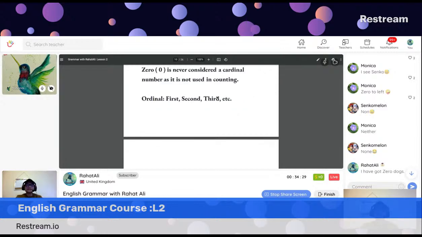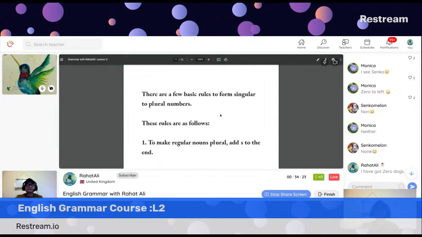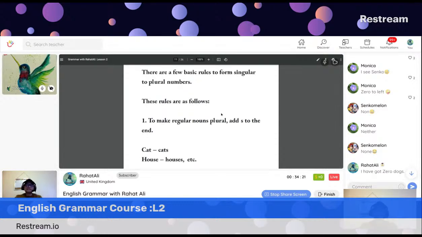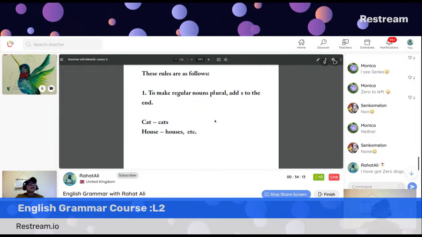Well done, everyone. Okay, let's go quickly because there are lots of rules. There are a few basic rules to form singular to plural nouns. I'm just going to highlight the main ones. To make regular nouns plural, generally we add S, like cat, cats, house, houses. Remember, Johanna, when you use house as a noun, the S should sound like S. But when you use it as a verb, the S should sound like Z. Housing. This is one of the differentiations between the noun and verb sometimes, with adjectives.